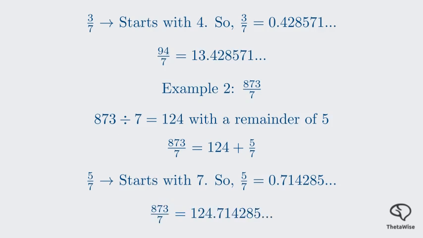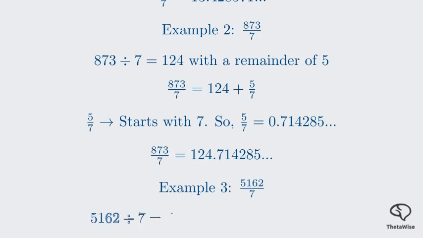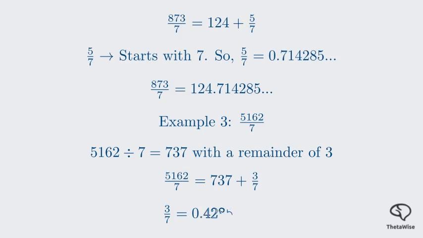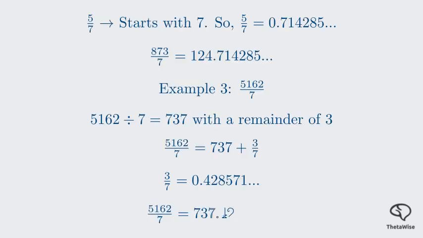One last example, 5,162 divided by 7. Long division gives us 737 with a remainder of 3, so we have 737 and 3/7. We already know that 3/7 is 0.428571, repeating. Therefore, 5,162 divided by 7 is 737.428571, repeating. This shortcut is a powerful tool for quickly finding these decimal expansions. And that's our final answer.